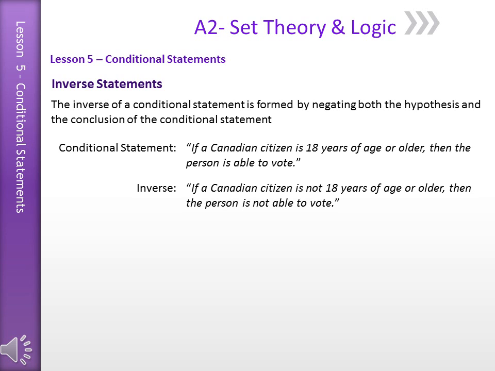Here's another one. Inverse statements. The inverse of a conditional statement is formed by negating both the hypothesis and the conclusion of the conditional statement. So if the conditional statement was, if a Canadian citizen is 18 years of age or older, then the person is able to vote, for the inverse, we just place a not in there to negate each part of it, the hypothesis and the conclusion. So the inverse is, if a Canadian citizen is not 18 years of age or older, then the person is not able to vote.